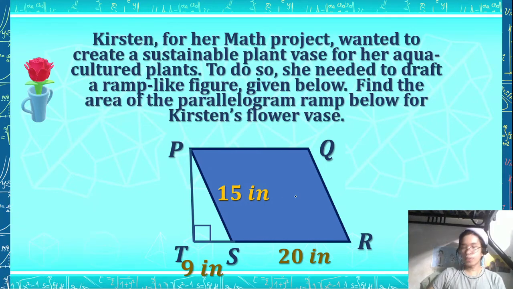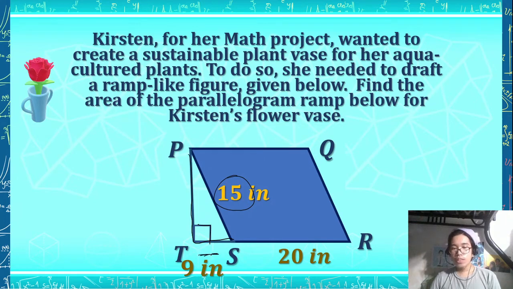Okay, so for this problem we have a hypotenuse here and we have a right angle. And this right angle created a right triangle. Since we know that TS is equal to 9 inches, and we have here 20 inches for SR, and the hypotenuse here is equal to 15 inches, therefore we can solve for the height of the parallelogram.